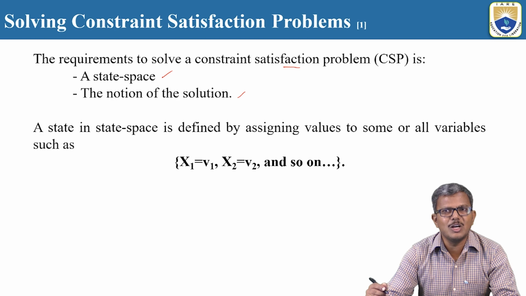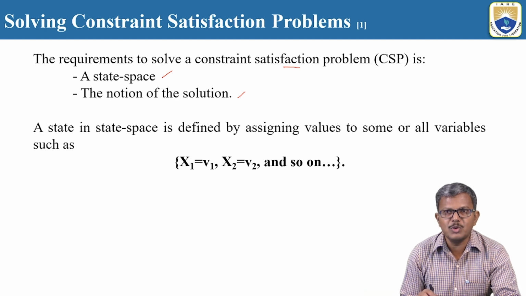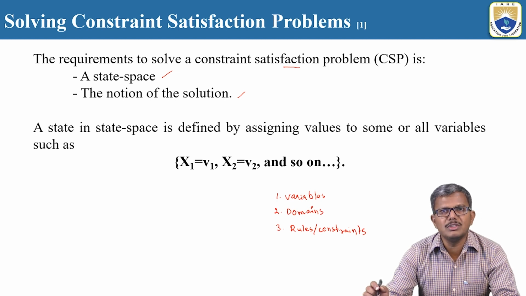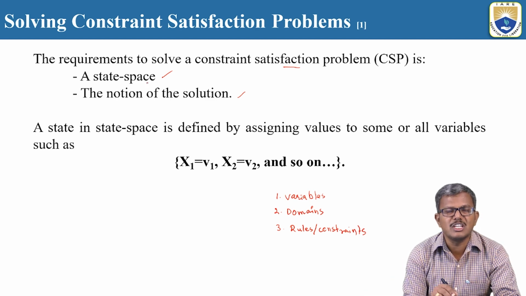So what are the different components we are going to consider? In simple understanding, we are going to see certain kinds of variables. We are calling them the components of the constraint satisfaction problem: variables, domains, and certain kinds of rules, or otherwise we can say constraints. These are the three main components we are going to work with in these constraint satisfaction problems. So let us try to understand what we mean by state space first.